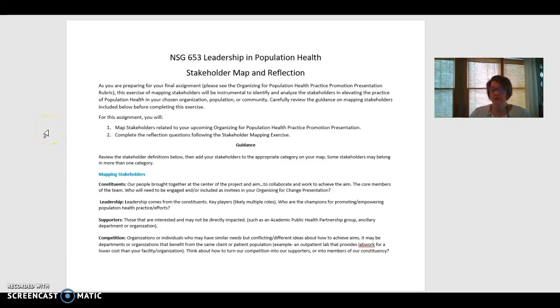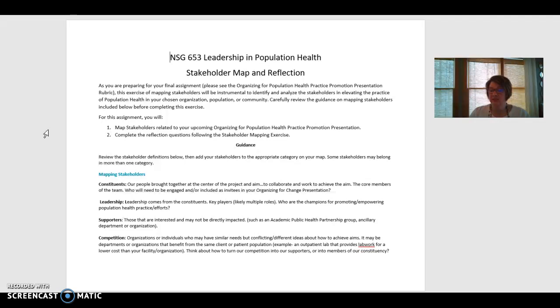This is a quick overview of your stakeholder map and reflection assignment. What we're going to do through the stakeholder map is really identify those folks that are going to be the target for your final presentation. So the focus is to identify and analyze the stakeholders that you're going to engage in elevating the practice of population health. That's your audience.